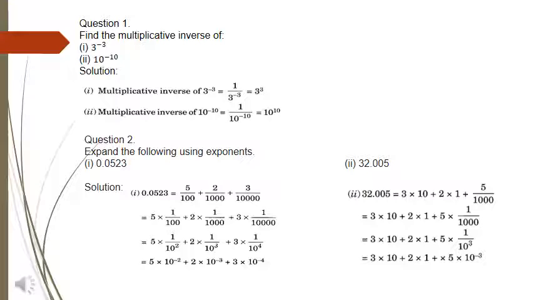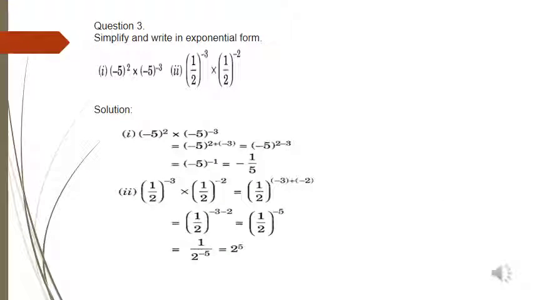Now the second solved example is: expand the following using exponents. As we already saw how we express any decimal number, we just write each digit after the decimal point in expanded form. So after 0.05, the 5 we write in the form of 5 by 100, then 2 by 1000, and 3 as 3 by 10,000. So we'll write 5 into 1 by 100 plus 2 into 1 by 1000 plus 3 into 1 by 10,000, that is in the form of 5 into 10 raised to the power minus 2 plus 2 into 10 raised to the power minus 3 and 3 into 10 raised to the power minus 4. Similarly, you can solve the second one, that is 32.005.